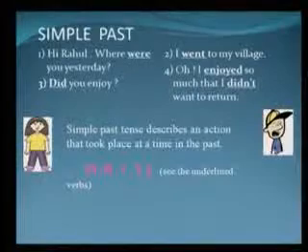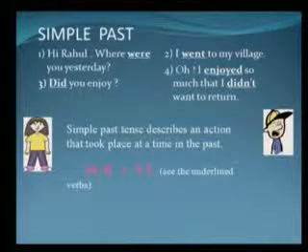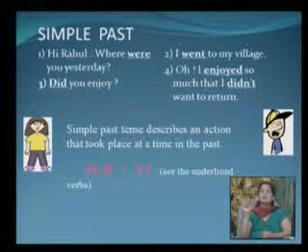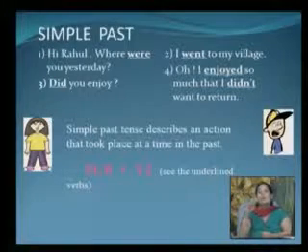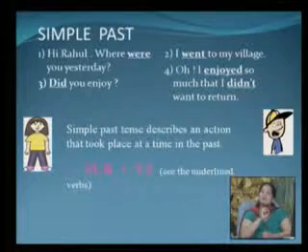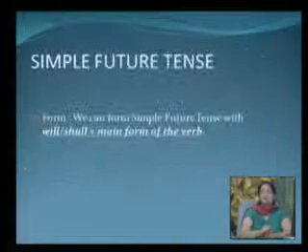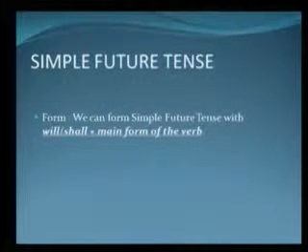Subject plus verb two. That is the underlined one. See this were, then went, enjoyed, did. All these words are simple past words. Okay. Next one is the simple future tense.